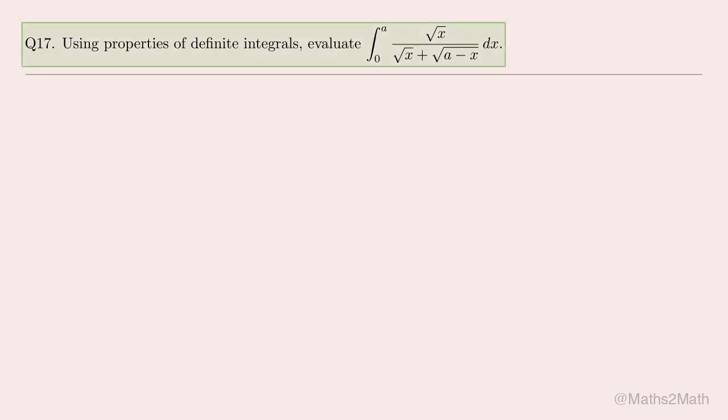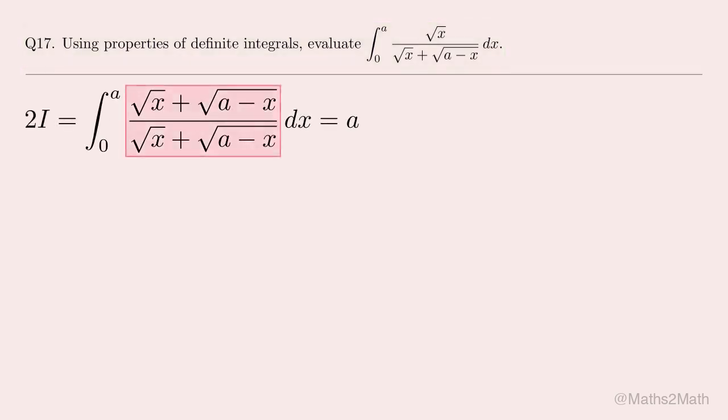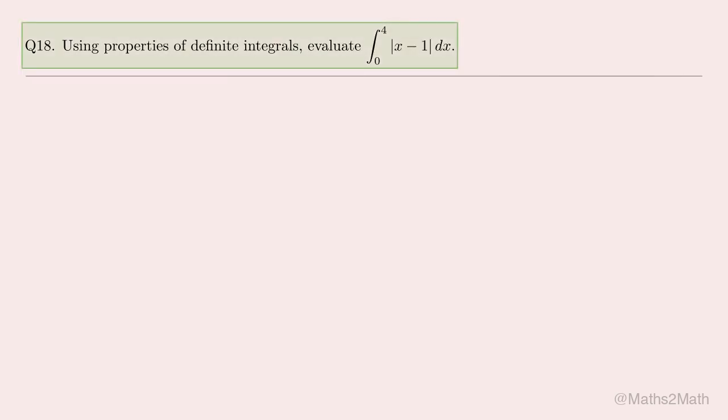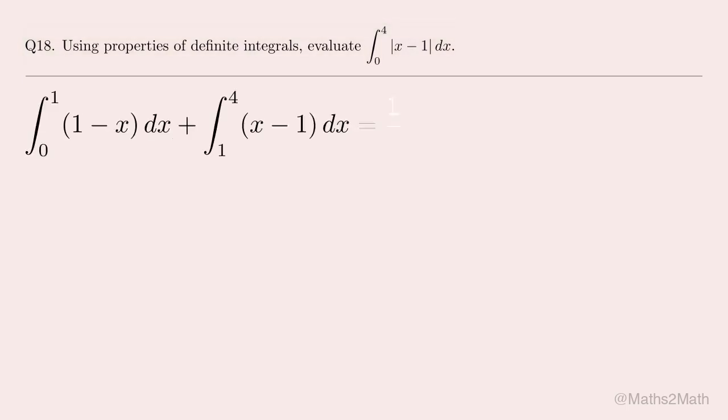Question 17. The king template on a general interval 0 to a. Reflect and add. The reflected fraction has root a minus x on top. The sum is 1. Half of a. Question 18. One more modulus split at 1. A small triangle and a large one. Split at the corner. 5.